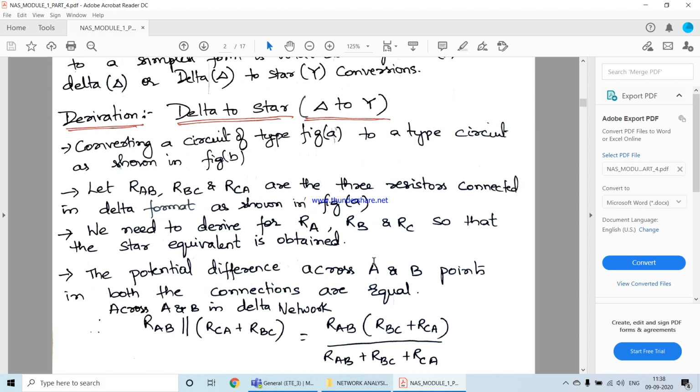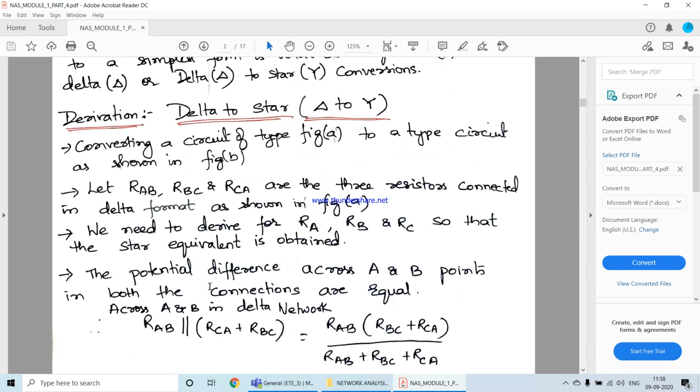Once you get the expressions for RA, RB and RC, you will convert the delta shaped network to a star shaped network. Means you will replace the delta format with a star format. That is what we do here. Now for that, let us derive it by keeping those two diagrams in our mind.